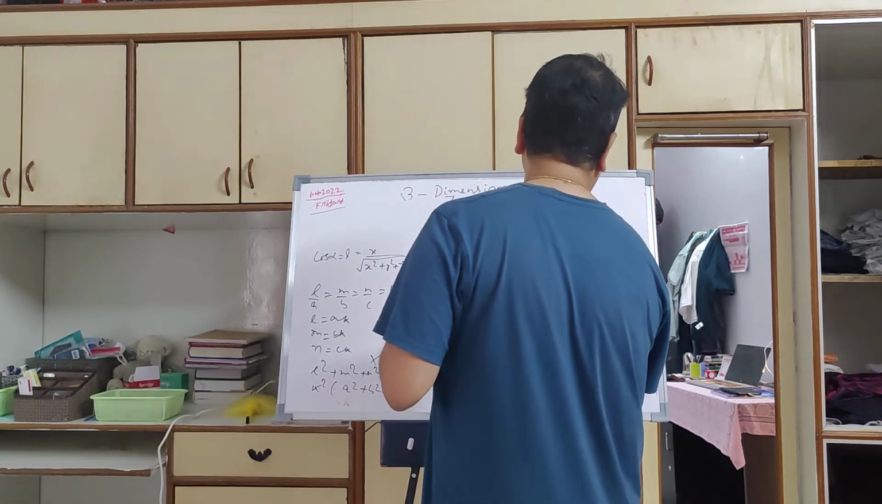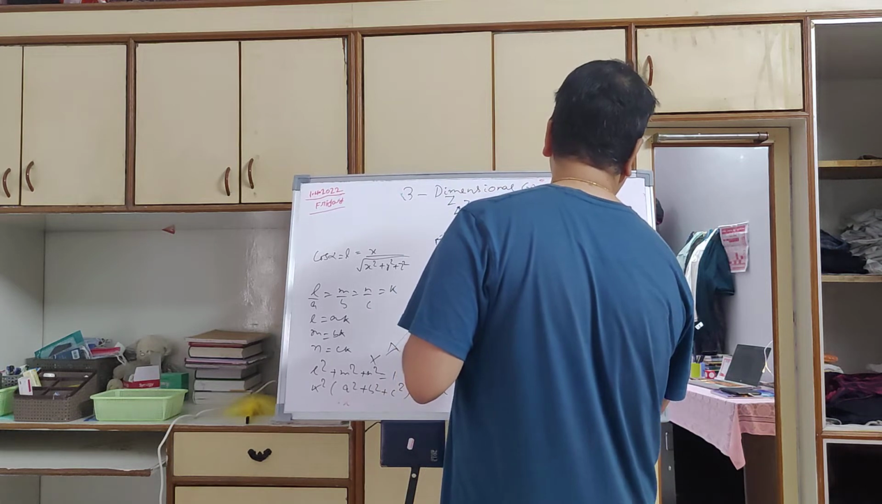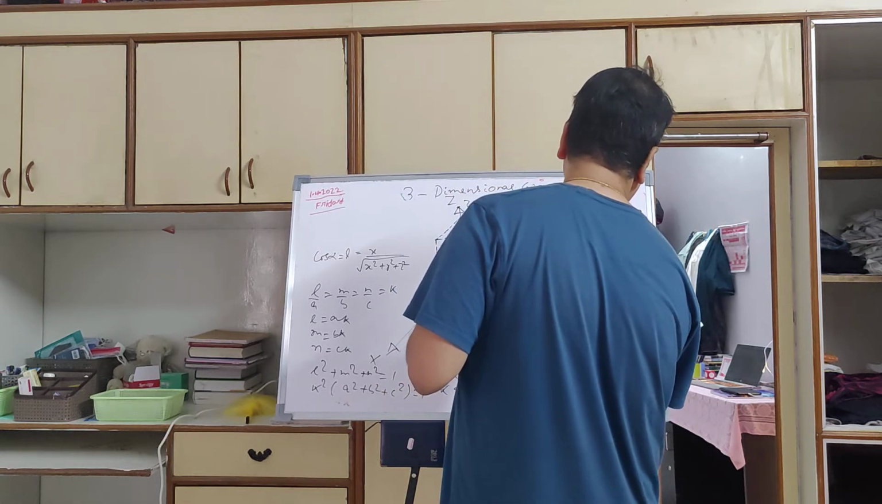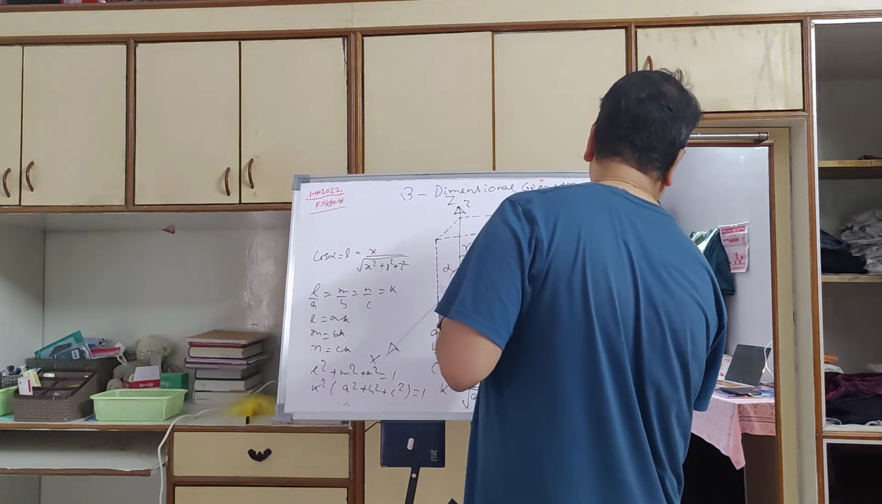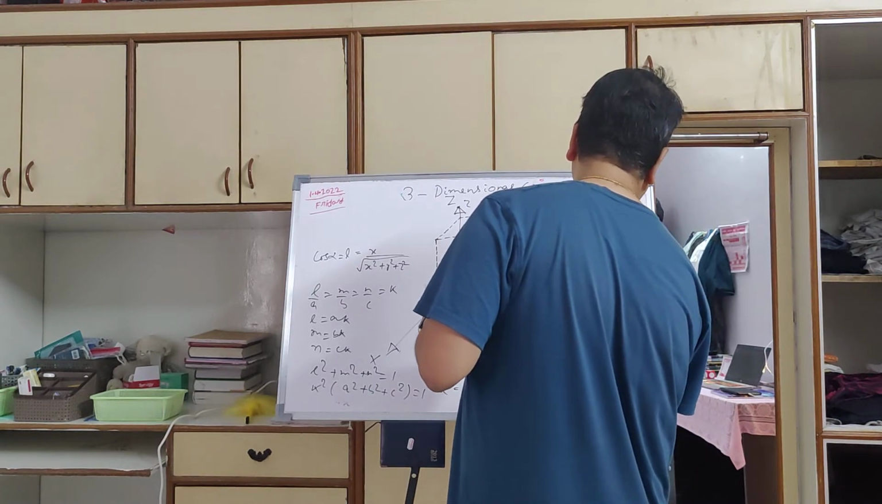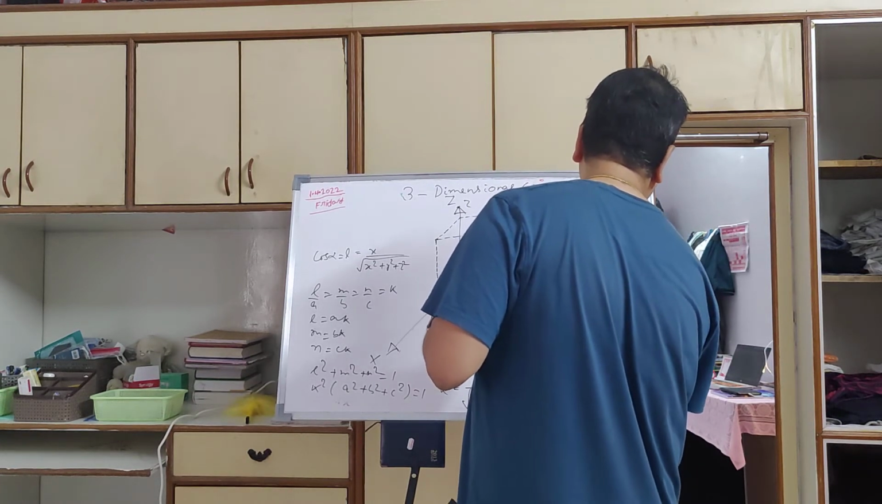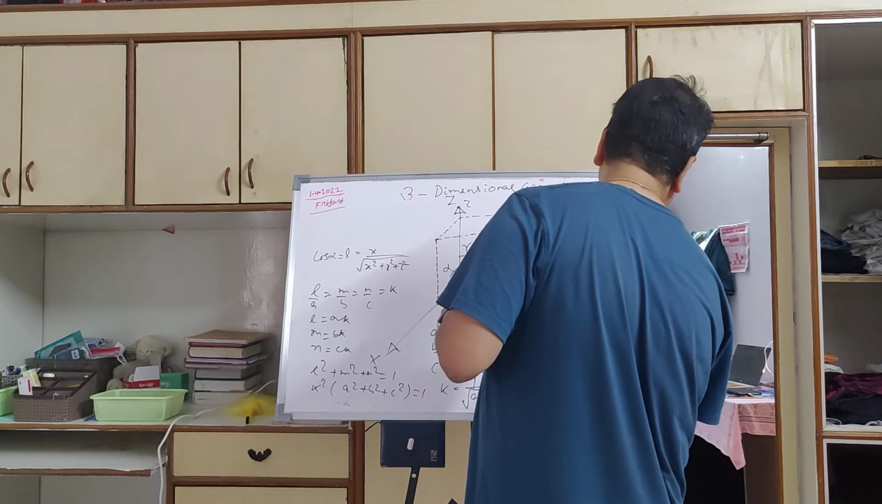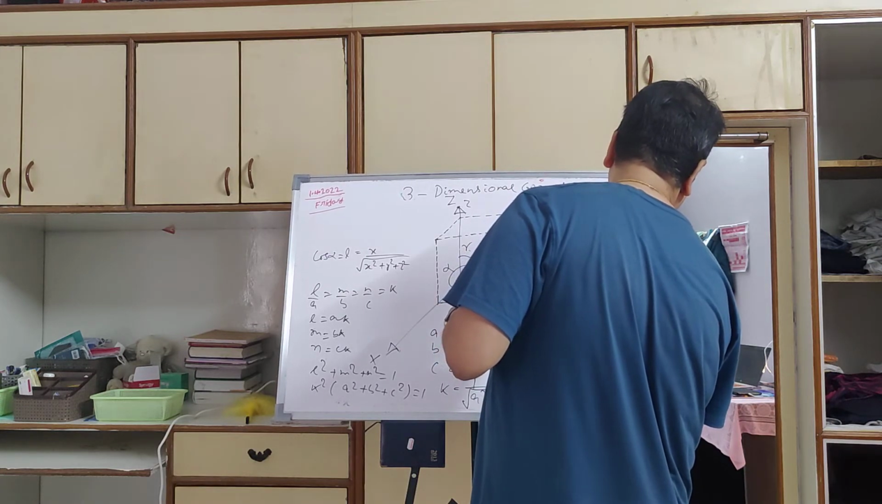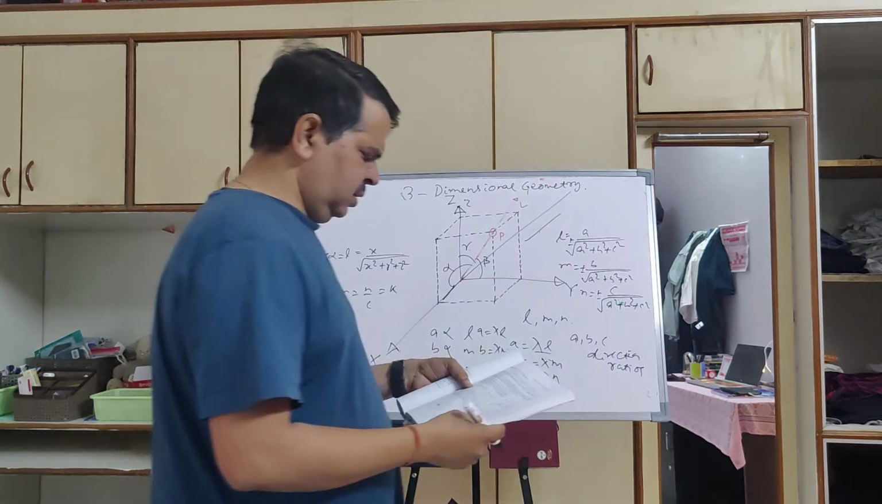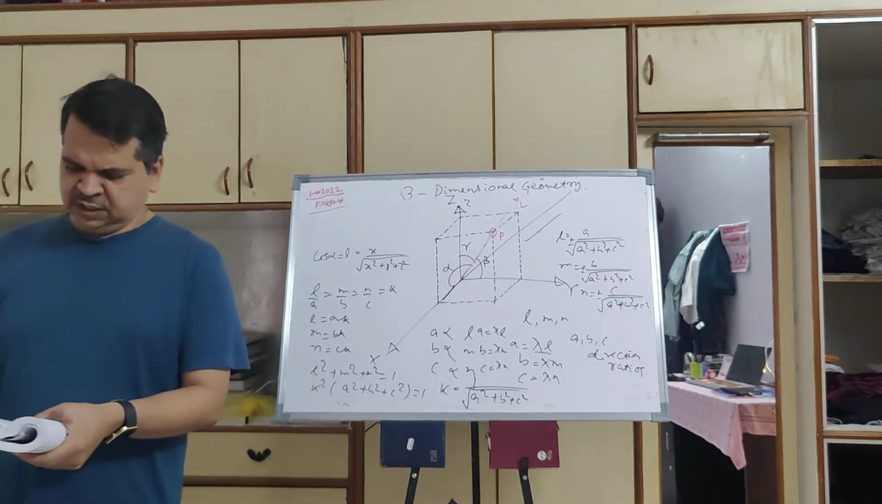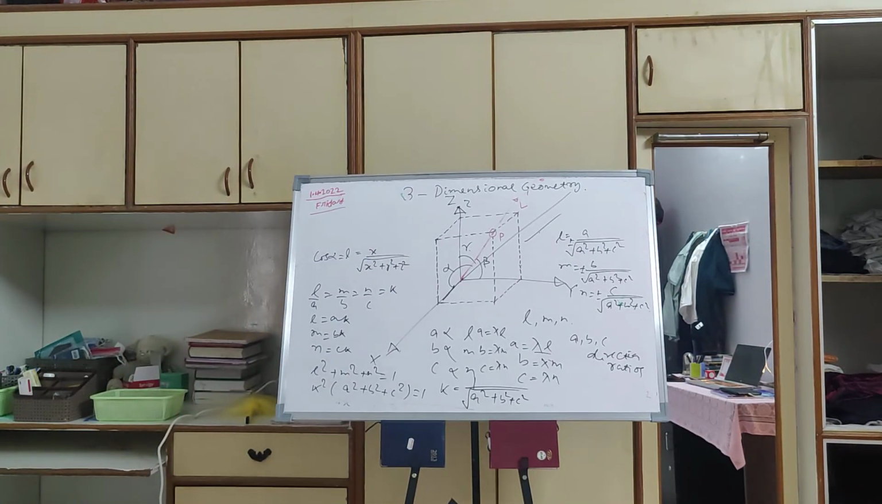Then l is equal to plus or minus a by square root of a square plus b square plus c square. Then m is equal to plus or minus b by square root of a square plus b square plus c square. Then n is equal to plus or minus c by square root of a square plus b square plus c square. Okay, so these are all your direction cosines. That's how you write it.